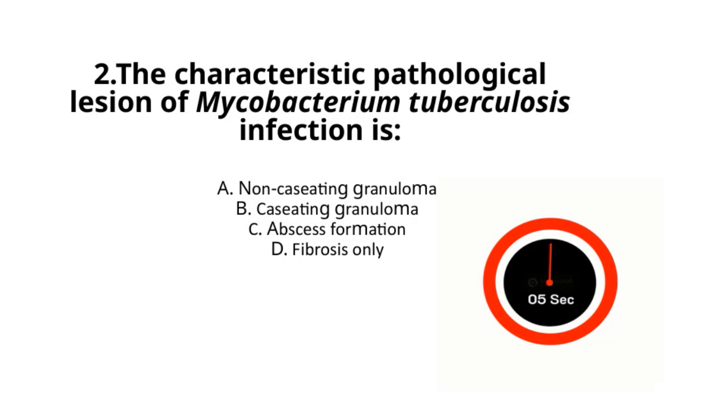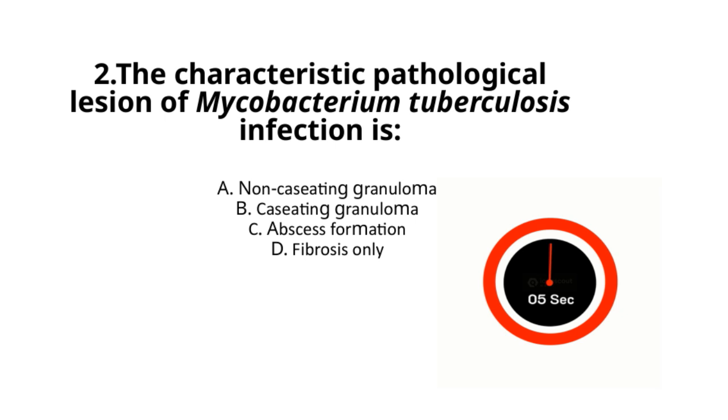Let's take a closer look at the characteristic pathological lesions caused by Mycobacterium tuberculosis infection. First, we have the non-caseating granuloma. This type of granuloma is characterized by a collection of immune cells that form without central necrosis, often seen in certain types of infections or inflammatory conditions. Next, we see the caseating granuloma. This is perhaps the hallmark of tuberculosis. It features a central area of necrosis that looks cheese-like under the microscope, which is why it's called caseating. It indicates a more aggressive immune response attempting to contain the bacteria.